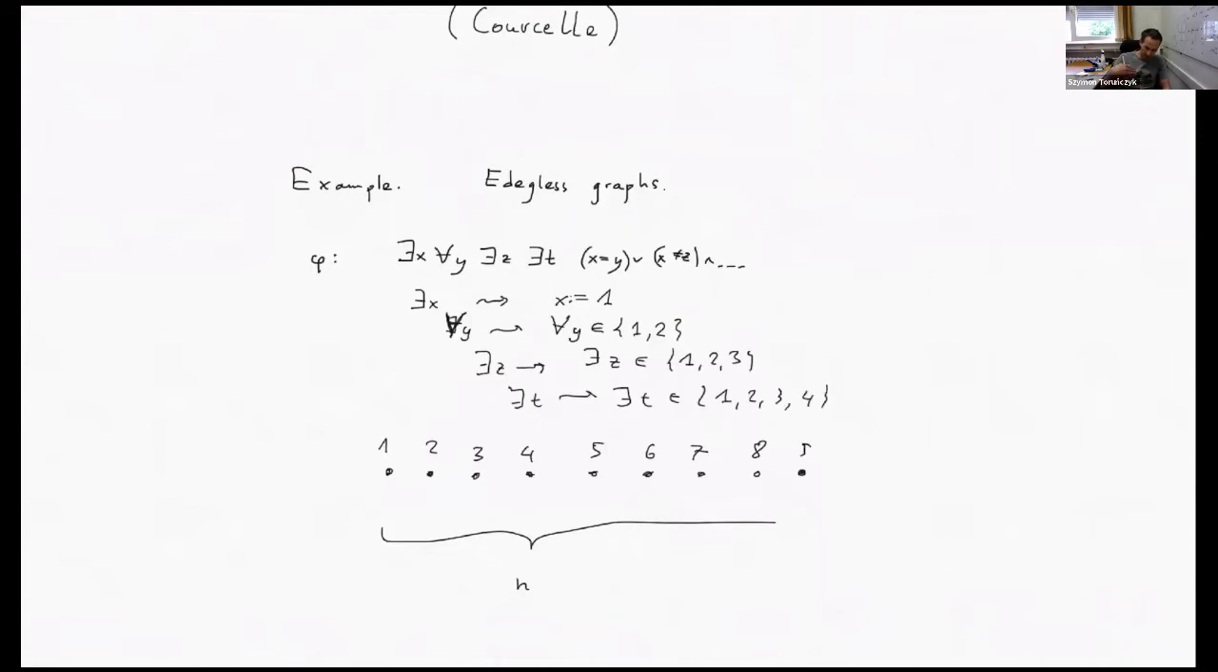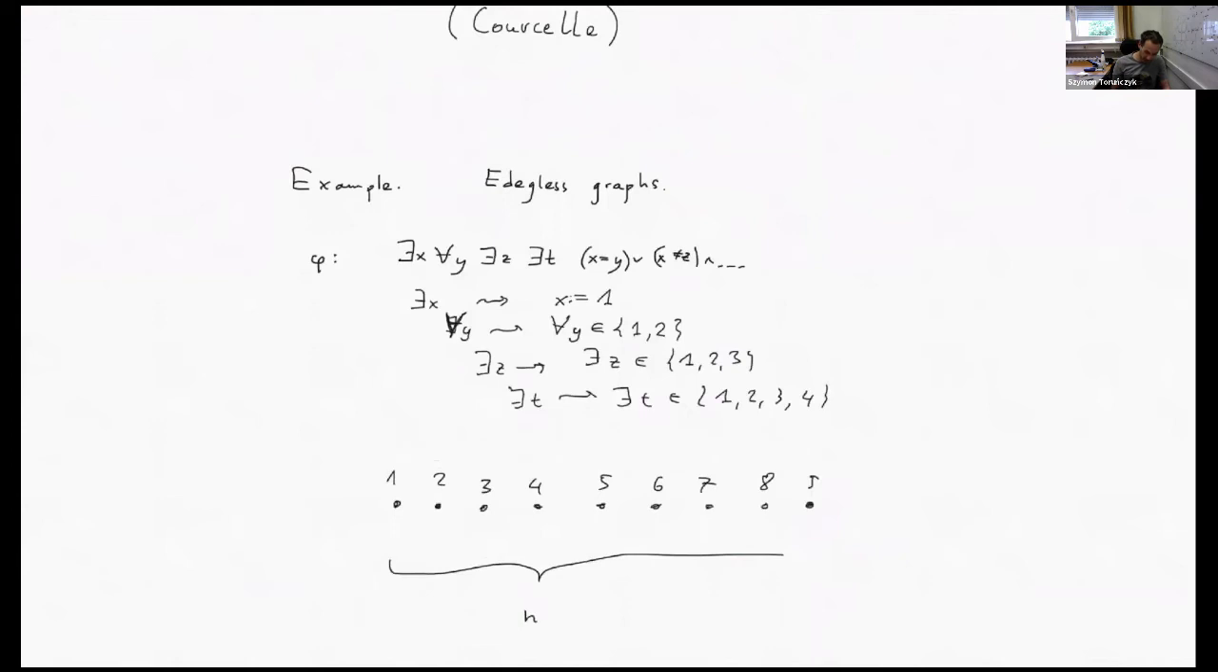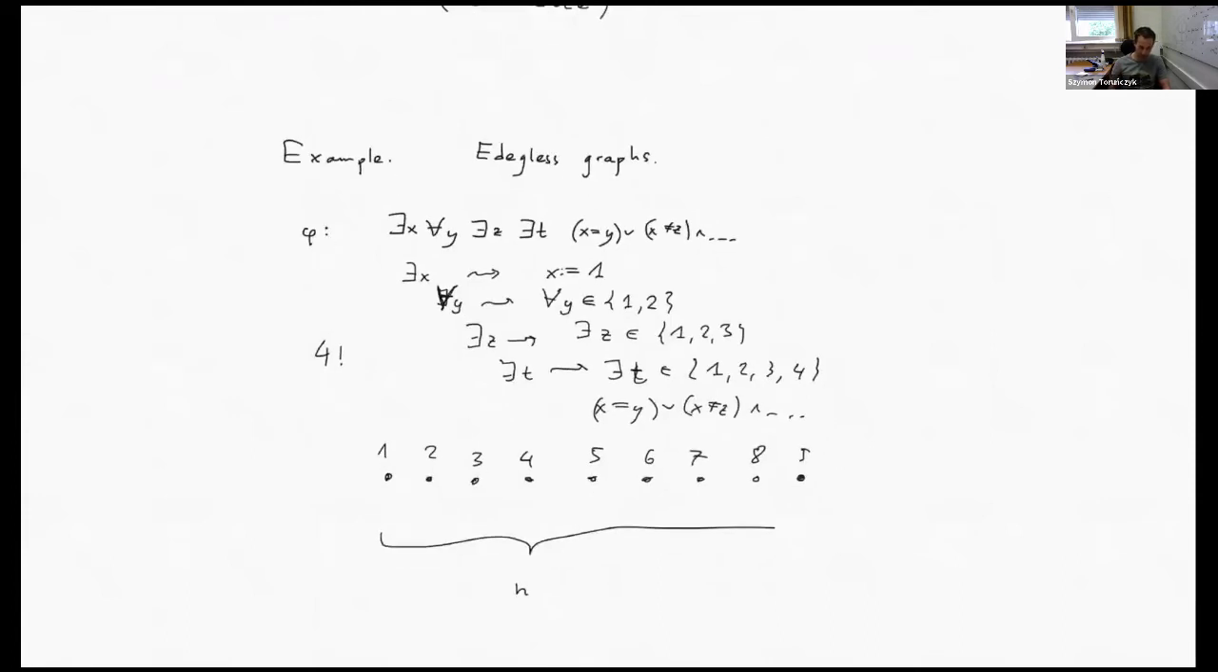I could have even written it in a maybe more optimal way. But in any case, the point is that then we check the subformula. The point is that instead of doing n times n times n times n checks, we just do something like 4 factorial checks independently of n. So we've reduced our running time from n to the fourth down to 4 factorial.